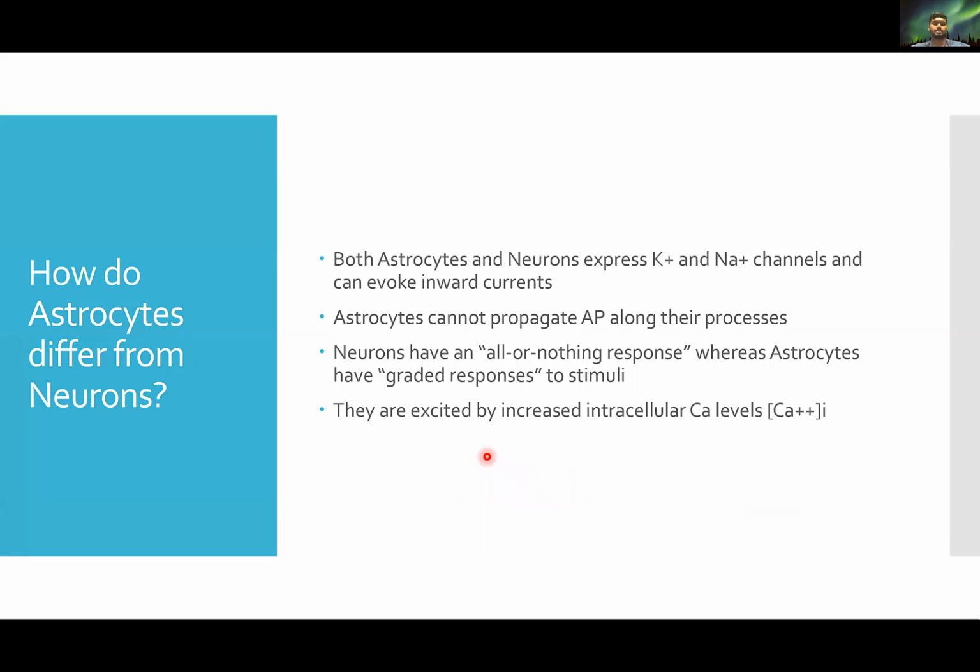So I kind of touched on this a little bit previously, but how do astrocytes differ from neurons, right? Well, let's talk about how they're similar. So really, astrocytes and neurons both express potassium and sodium channels, and they can invoke inward currents. So they can bring in potassium, take it out, bring in sodium, take it out. However, neurons do this to create an action potential, right?